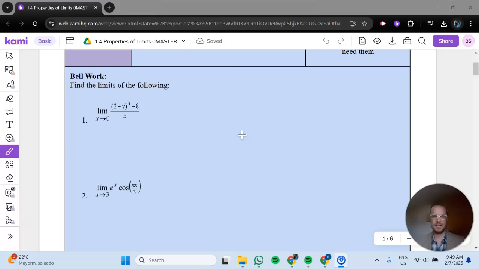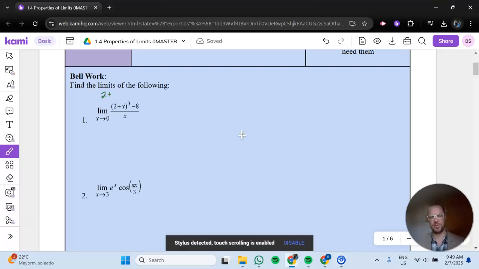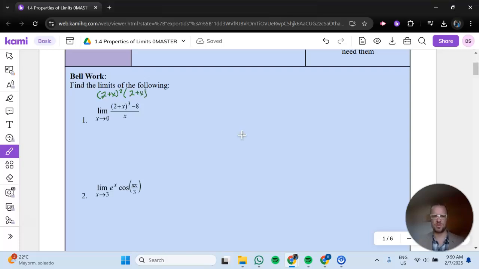All right, so when we've got something like this, if you remember the binomial expansion, by all means, but I have a feeling most of you don't. So instead, we're going to think of that as being 2 plus x squared times 2 plus x, rather than 2 plus x cubed. All right, and so we're going to rewrite this as the limit as x approaches 0 of, I'm going to do that 2 plus x quick here, because you guys are experts at factoring at this point. So it's going to be 4 plus 4x plus x squared, and then still times 2 plus x, over x and minus 8.